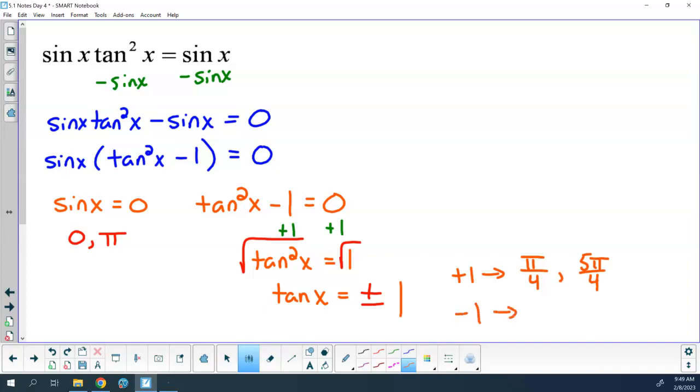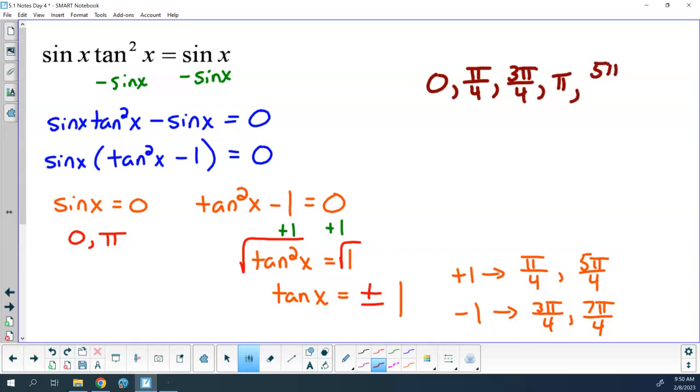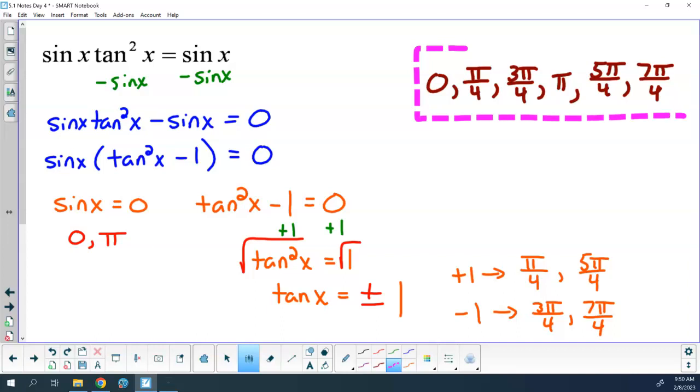First lap unit circle, where is tangent equal to negative 1? 3 pi over 4, 7 pi over 4. So this one has 6 answers. 0, pi over 4, 3 pi over 4, pi, 5 pi over 4, and 7 pi over 4. Lots and lots and lots of answers out of that.